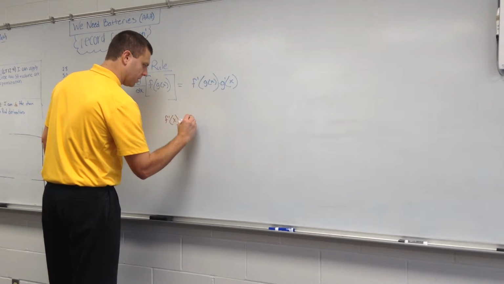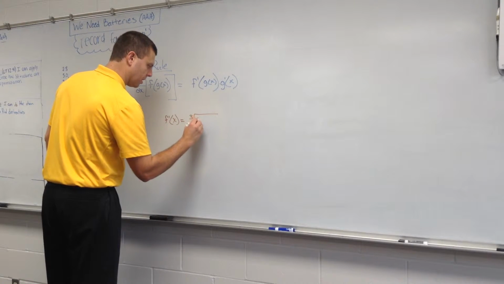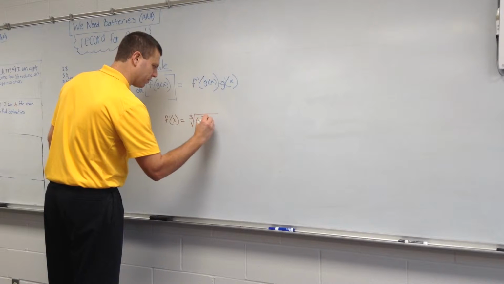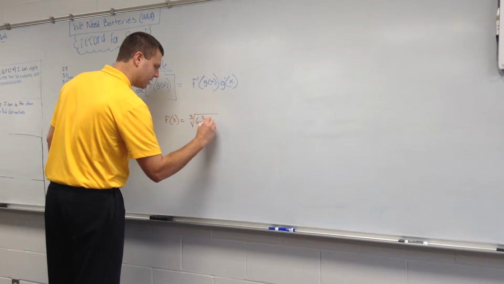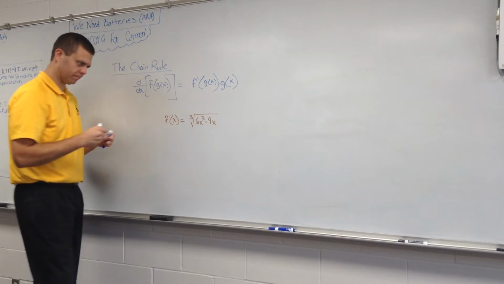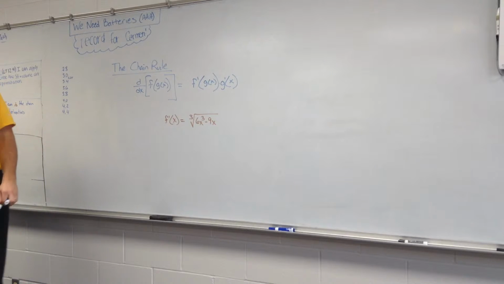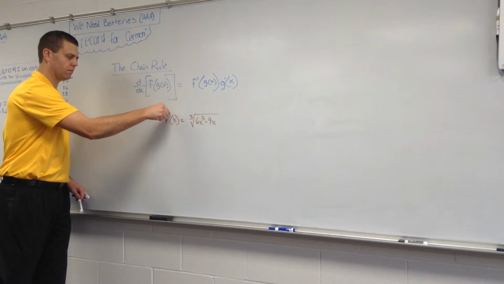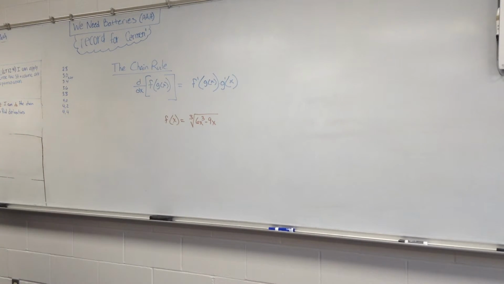Let's say I've got the cube root of 6x to the 3rd minus 9x. That's the original function, and we want its derivative. Would you put u to the 3rd? If you're going to use u substitution, then you'd have the cube root of u. Alright, if you want to do it that way.